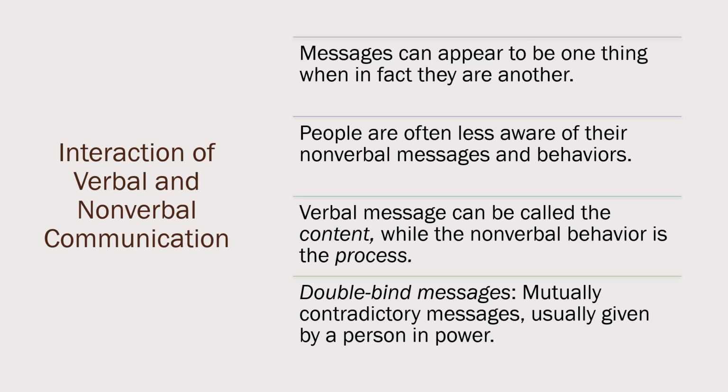And when we think about double bind messages, these are mutually contradictory messages, usually given by a person in power. Some examples of double bind messages might be, you must go to sleep. Well, we know we can't force sleep, so that's a contradictory message. You must be motivated. Motivation is complex, and you simply cannot command it.